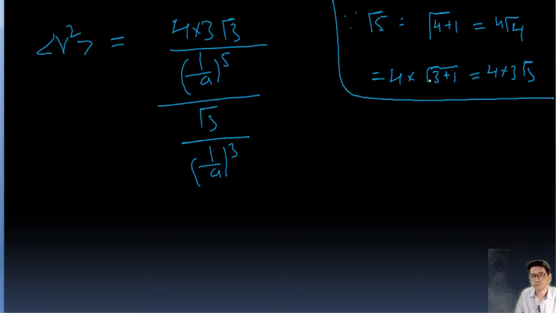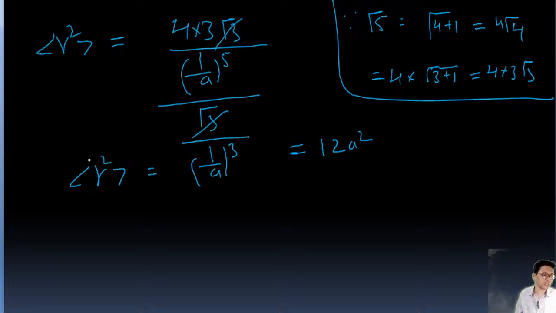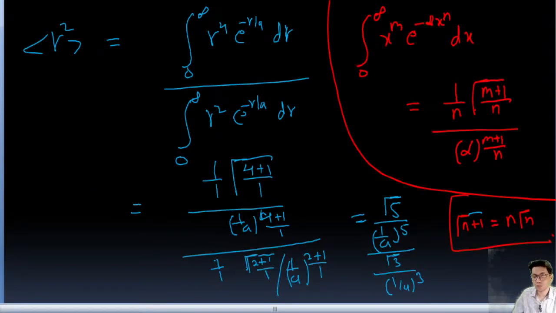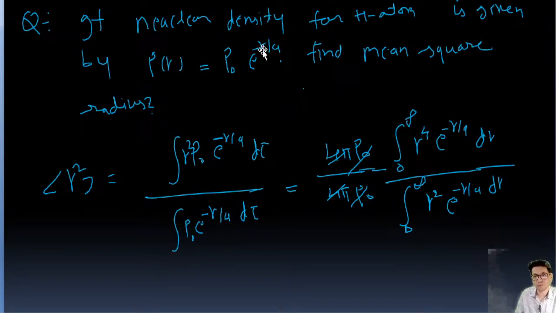This gamma will get cancelled, and this value is going to be 12a square. Okay, 12a square. So this is the r square value, that is the mean square value for nuclear density for hydrogen atom. Okay, so this is nuclear density for hydrogen atom. Next question.